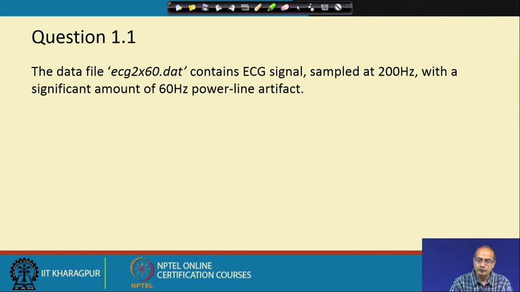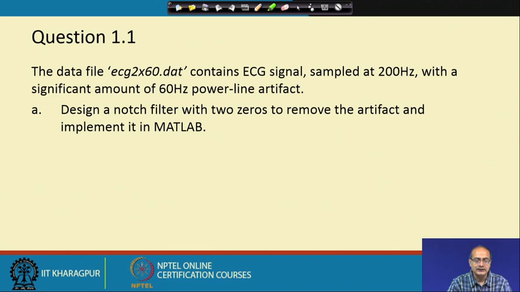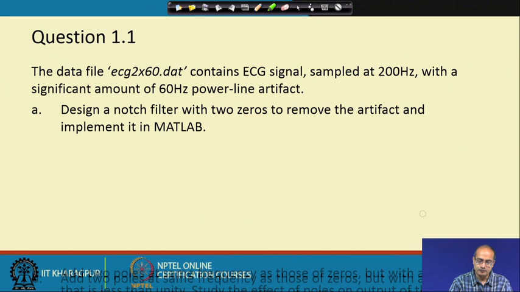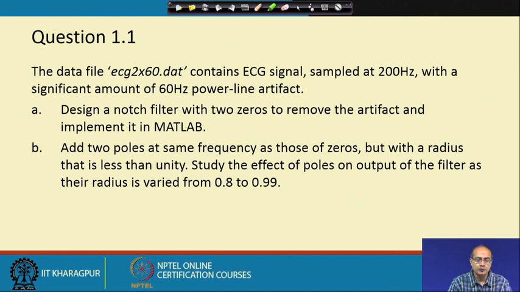Now, the first task is to design a notch filter with two zeros to remove the artifact and implement it in MATLAB. The next task would be to add two poles at the same frequency as those two zeros, but with a radius that is less than unity. The essence is that the filter should be stable.